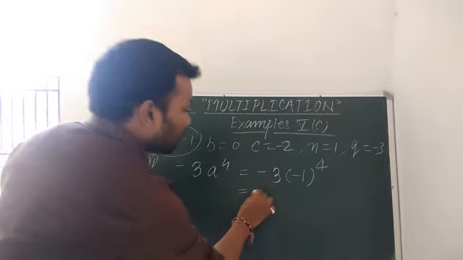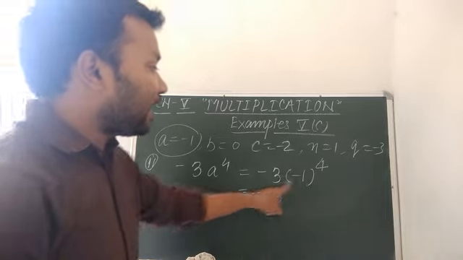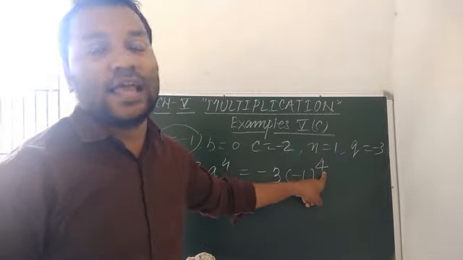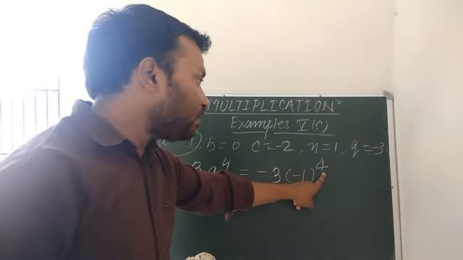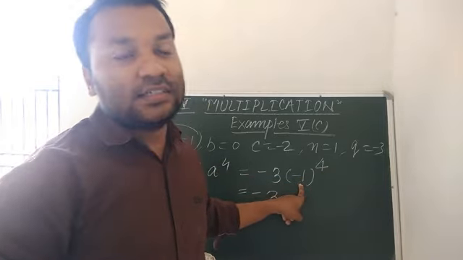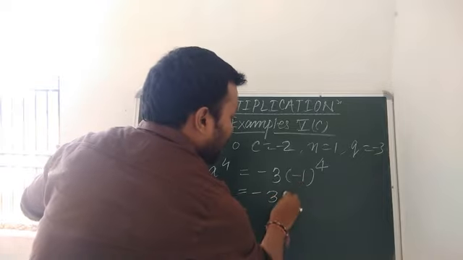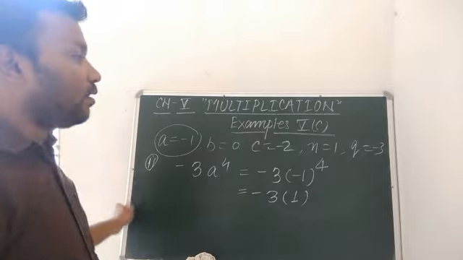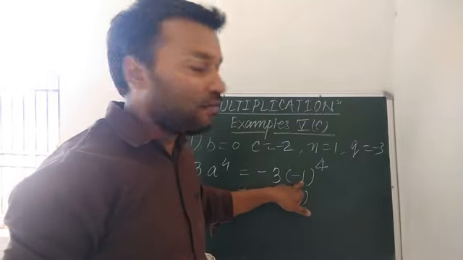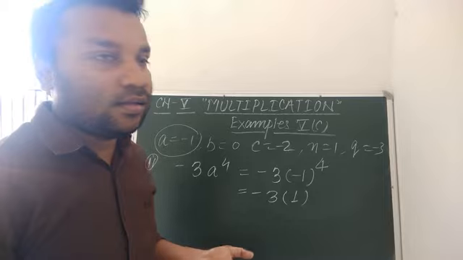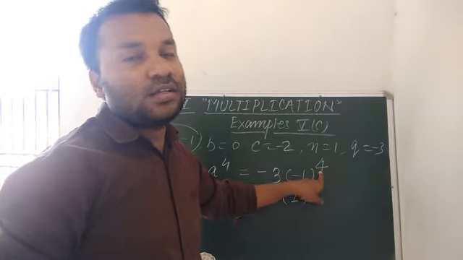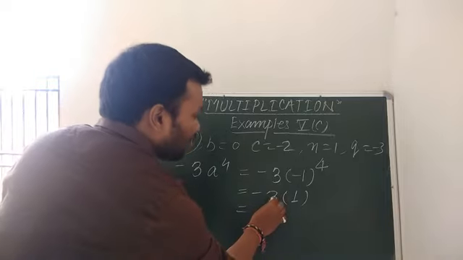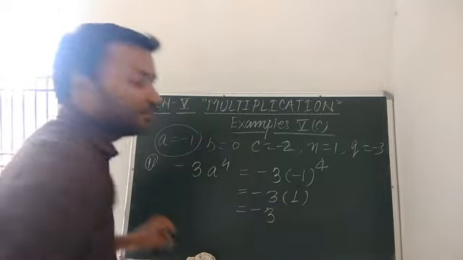You can see here we have a negative quantity -1, and the power on it is an even number. So whatever value we get here will be positive. We get positive 1, because when we multiply 1 four times we get 1, and because the power is even, the value is positive. Always remember this. Now -3 into 1 is -3.